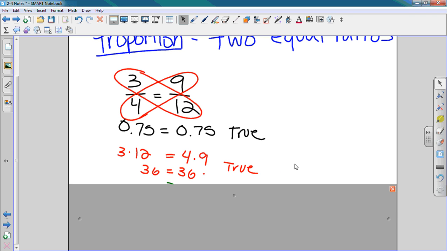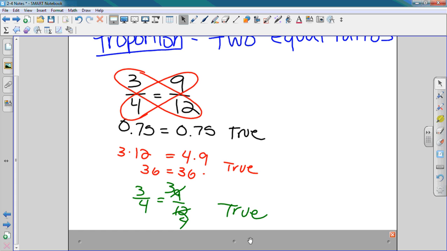And there's one more method that you can use. You can reduce the fraction as far as it'll go. Does 9/12 reduce to 3/4? It does, therefore it is true. Those are 3 different ways to tell if a proportion is true or false. If they do not end up equal, then they are false. Questions?